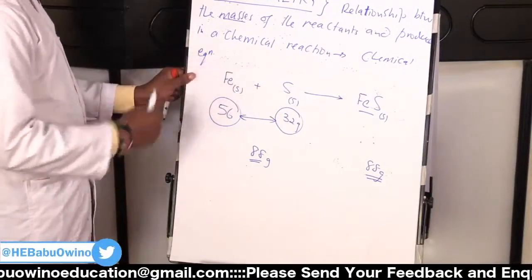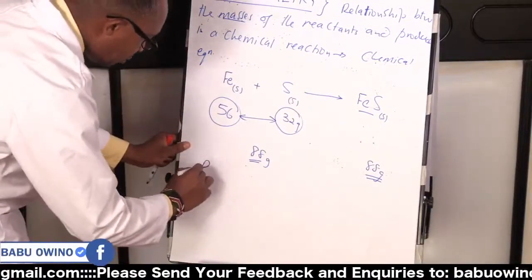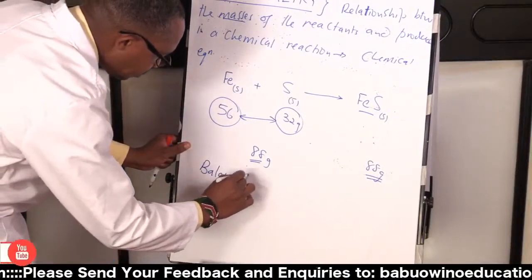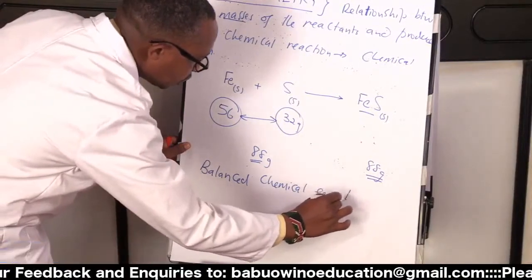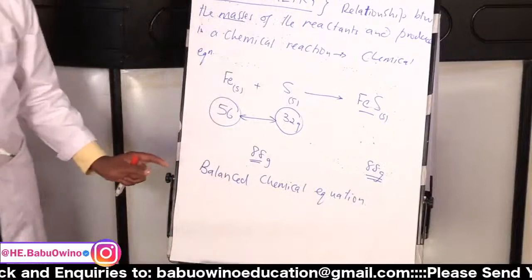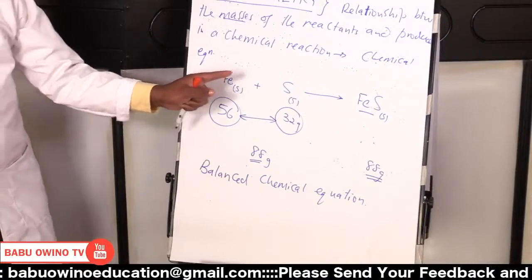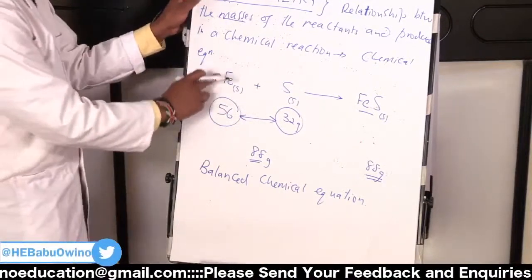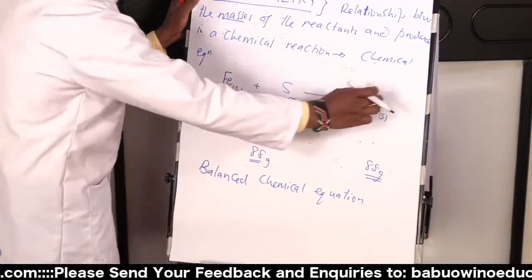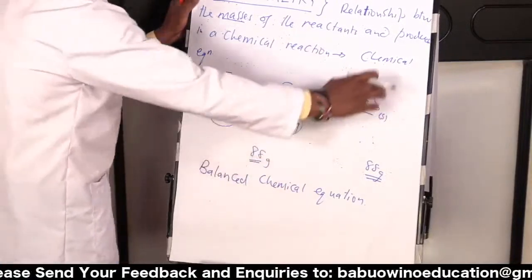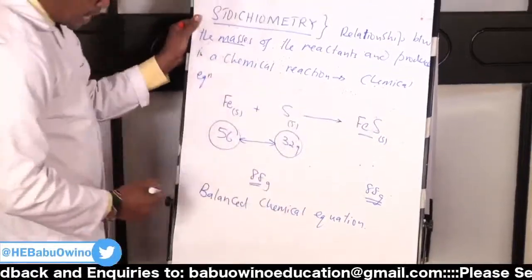The number of atoms on this side and the number of atoms on that other side must be the same. And this is why we are dealing with a balanced chemical equation. So in stoichiometry, we are dealing with a balanced chemical equation. The number of moles on each side: 1 mole of iron, 1 mole of iron. In this case, we are dealing with 1 mole of sulfur, 1 mole of sulfur. 32 grams of sulfur, 32 grams of sulfur. 56 grams of iron, 56, a total of that is balanced.